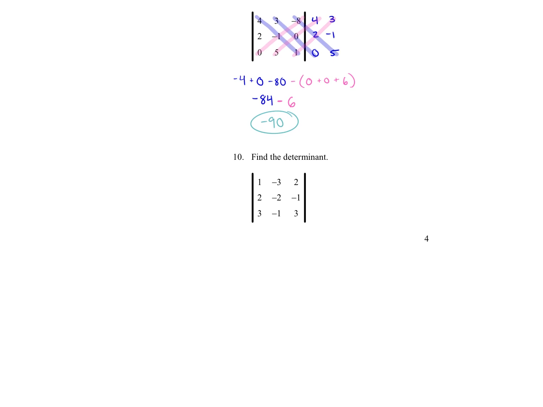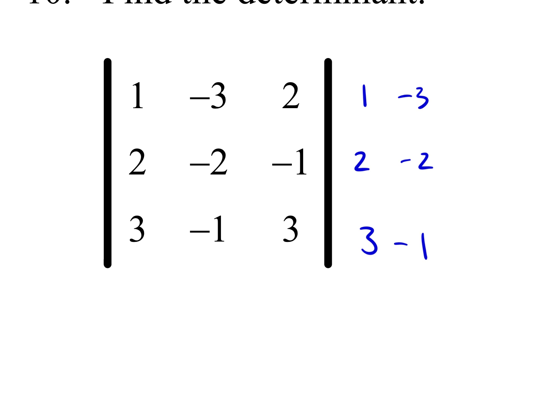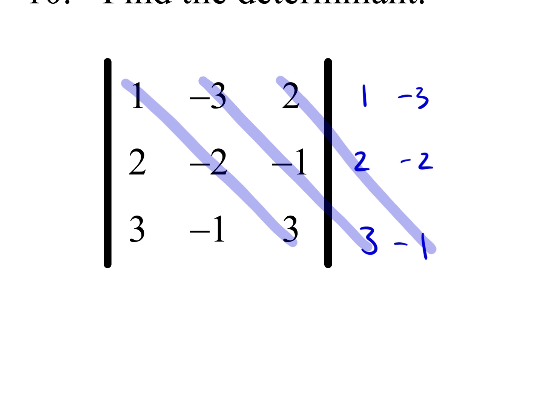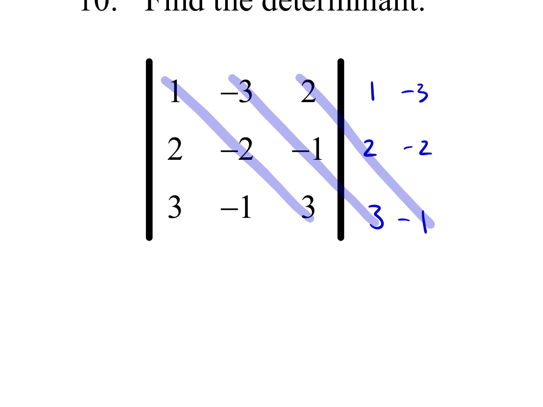All right, let's do 10. Last one. We're going to find the determinant of a 3 by 3. What's the first thing we need to do to find the determinant? Write the first 2 columns next to it. So 1, 2, 3, negative 3, negative 2, and negative 1. So let's start with our majors. Remember, it's majors minus minors. So our majors start up at the top left. Those are our major diagonals. We multiply the numbers together in each diagonal.